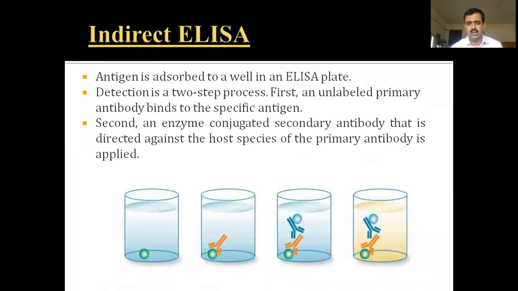Indirect ELISA. Antigen is absorbed to the well in an ELISA plate. Detection is a two-step process. First, an unlabeled primary antibody binds to specific antigen, and second, an enzyme conjugated secondary antibody that is directed against the host species of the primary antibody. So here you can see in this diagram, inside the microtiter plate, the antigen is being bound, and once the antigen has been placed in here, the primary antibodies are being put. Then these antibodies which are of secondary type are being put, and those bind to this antigen antibody complex, and once you put the substrate, then it converts it into product.